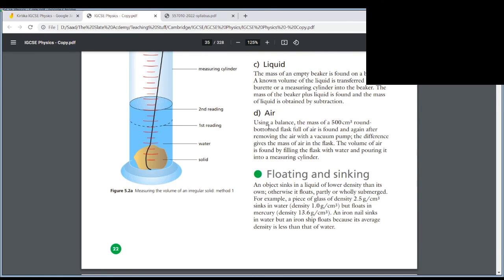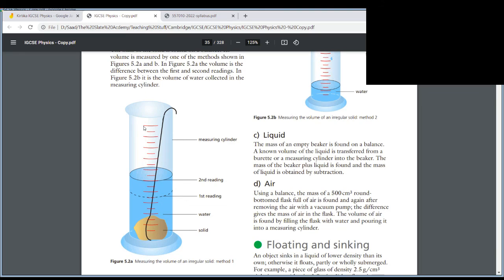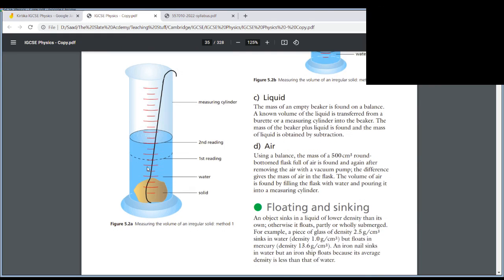For volume, you fill this volume tube, the measuring cylinder, with a certain amount of water and then you pour gas in it. The volume of liquid would change, and that change would be the volume of the gas.